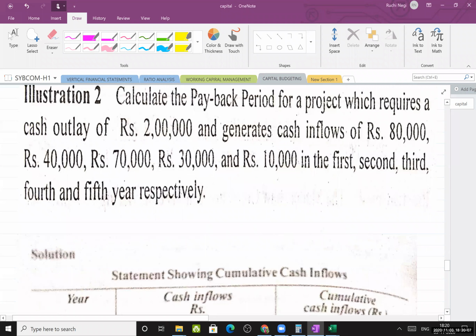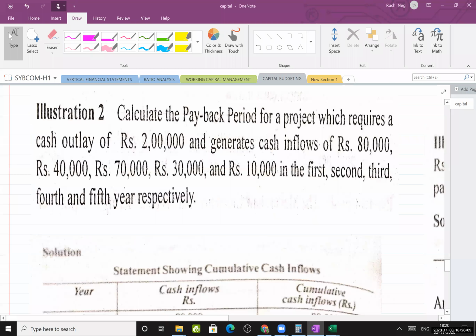So just go through this small conceptual question. Calculate the payback period, the traditional method. One is ARR, which we did in the morning. Now today in the evening we are doing payback.